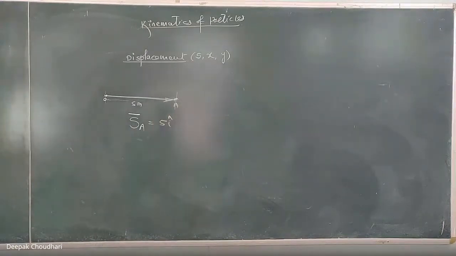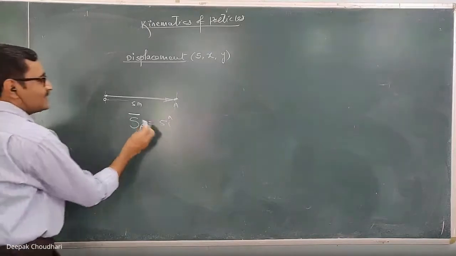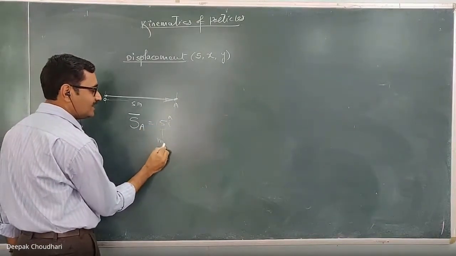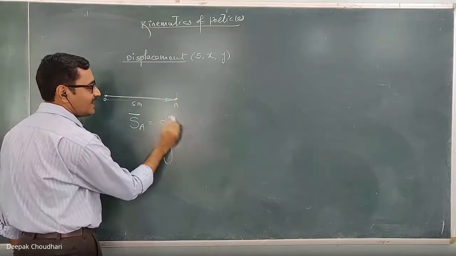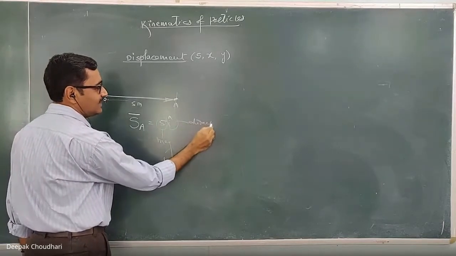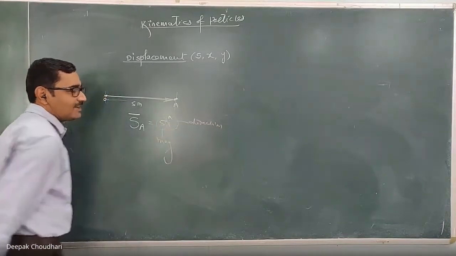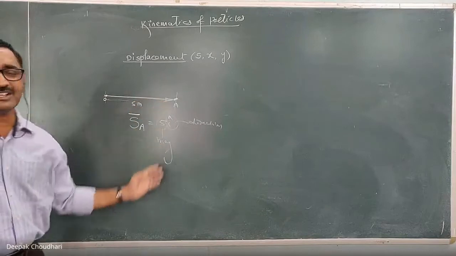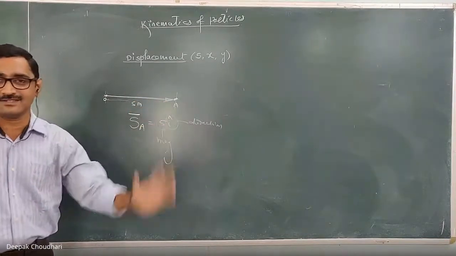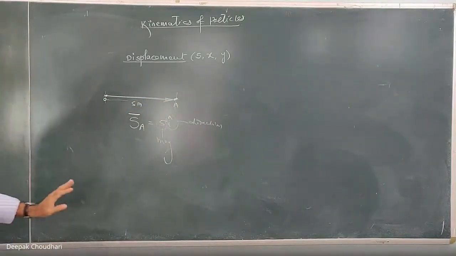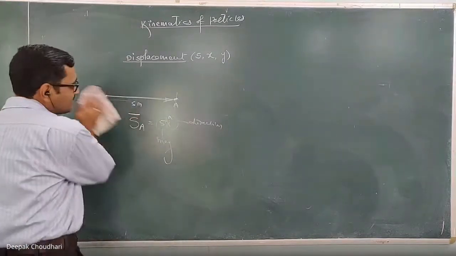So this 5 I cap is the displacement vector. This number indicates the magnitude, and this I cap indicates the direction. From this I cap we can conclude that this displacement vector is along the positive x-axis. Understood? Okay. So what is displacement?